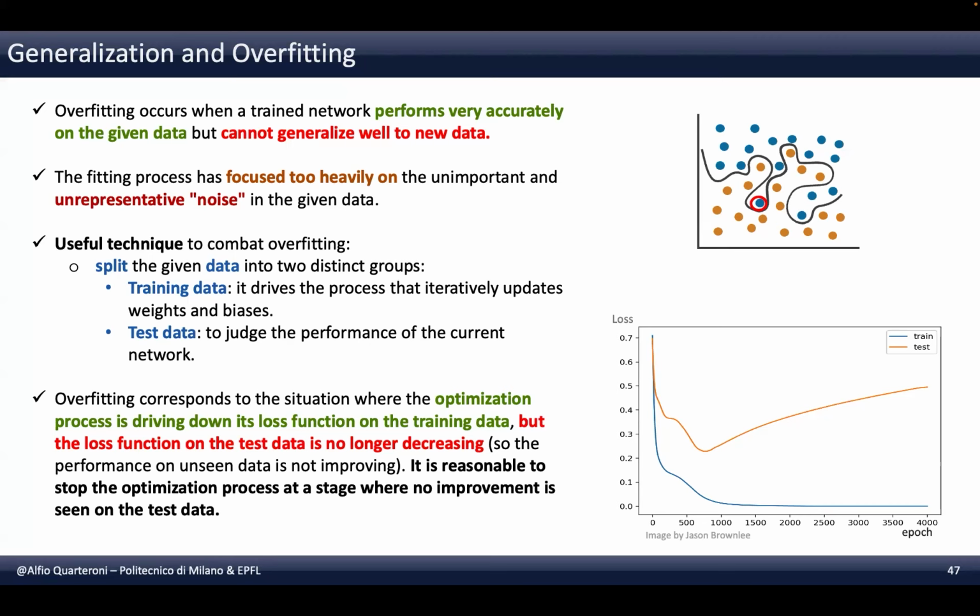So the overfitting corresponds to a situation where the optimization process, which is the one that selected the parameter W, is driving down the loss function on the training data, but the loss function on the test data is no longer decreasing. So you have a situation like this one. Your loss function is going to zero, but if you look at the test, which is carried out on the new data, you see that there is a limit here, and from that point on you will have an increase. So this is a typical situation that you encounter when you have overfitting. And this is a very classical trap, since you have it very often.